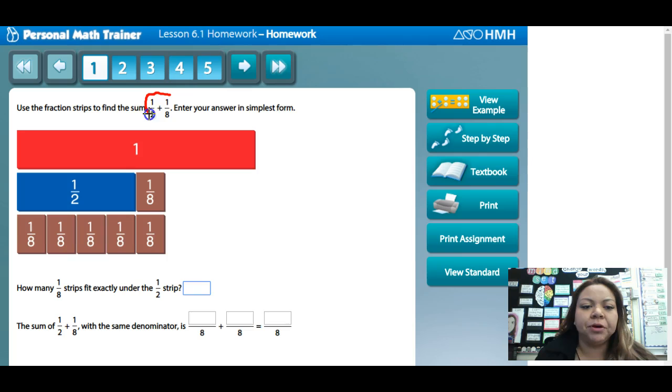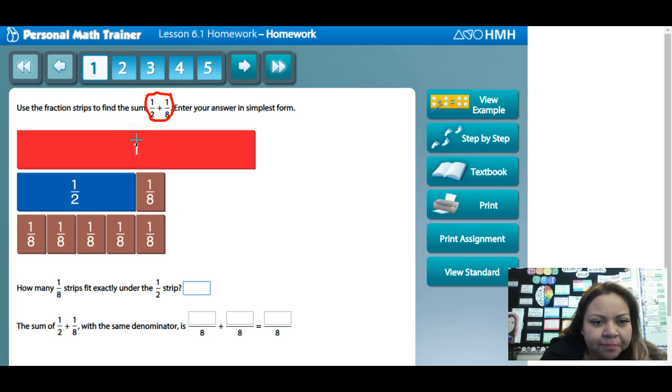Two fractions, but the denominator is different. See, there's a 2 and there's an 8. So you cannot add them like this because they have a different denominator. In order for you to add fractions, you need to have the same denominator.